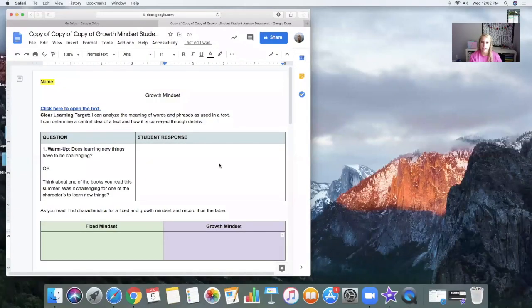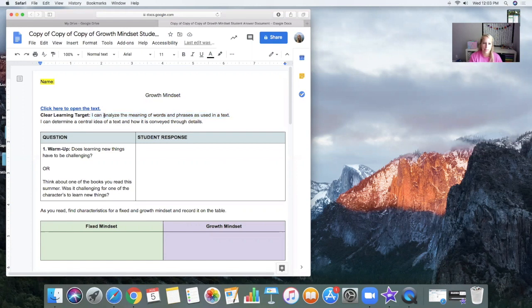I'm going to start by sharing my screen with you. So you should have open your growth mindset student answer document. So let's start by looking at our learning targets. We actually have two today, and we are going to look at how we can analyze the meaning of words and phrases and how they are used in a text.